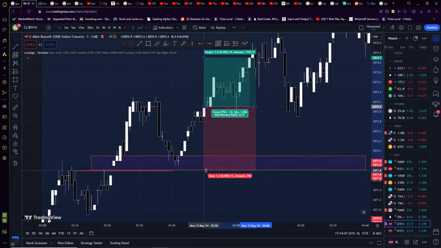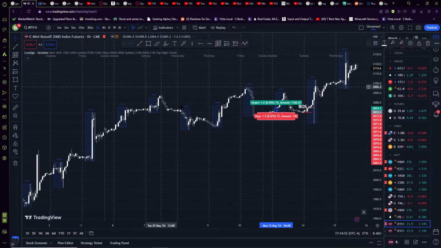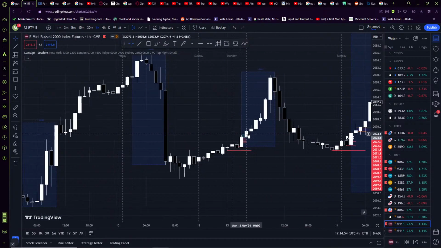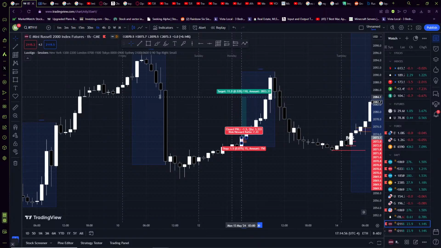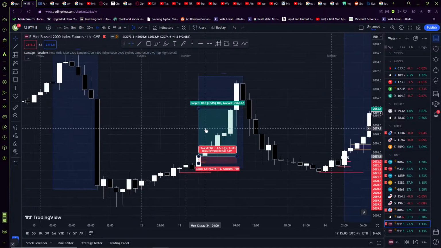Where's my stop gonna be? Like around below. And then what are we targeting? Well, if we hop on the 1 hour, we can understand. Oh, look. Imbalance. So we can definitely catch this move up. And what do we get? 10, basically a 10 tick trade.